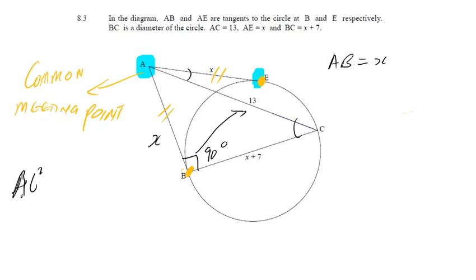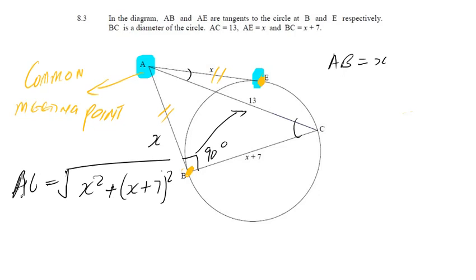AC squared is equal to... Guys, I don't like to do it this way with the squared. I just like to use the square root instead of doing the squared. Just use the square root. And then you know that you're going to say x squared plus (x plus 7) all squared.